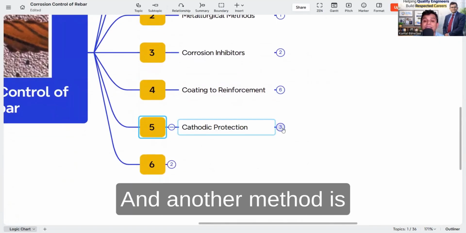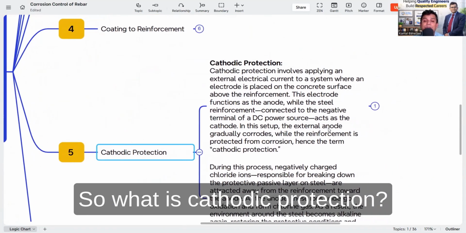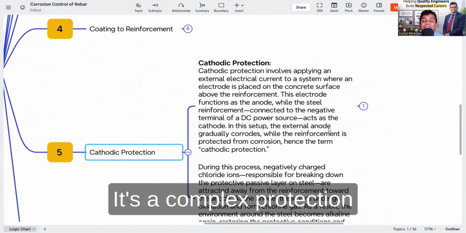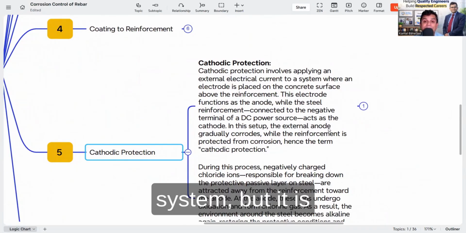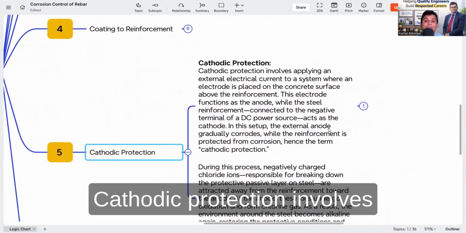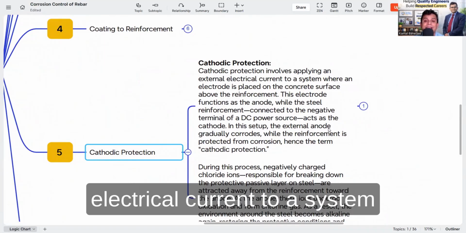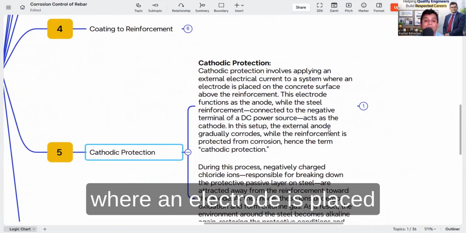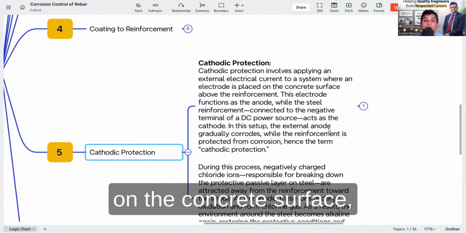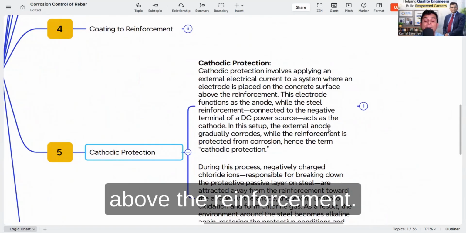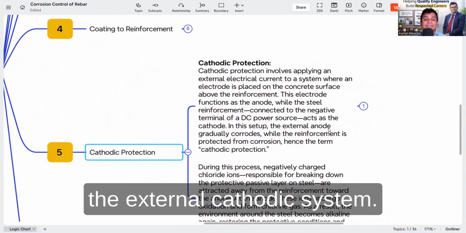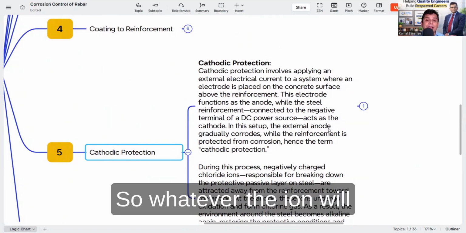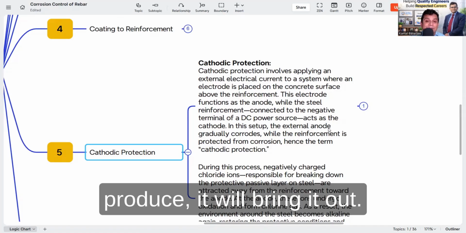And another method is cathodic protection. So what is cathodic protection? It's a complex protection system, but it is helpful and useful. Cathodic protection involves applying an external electrical current to a system where an electrode is placed on the concrete surface above the reinforcement. So we are applying the external cathodic system. So why? Whatever ions are produced, it will bring them out.